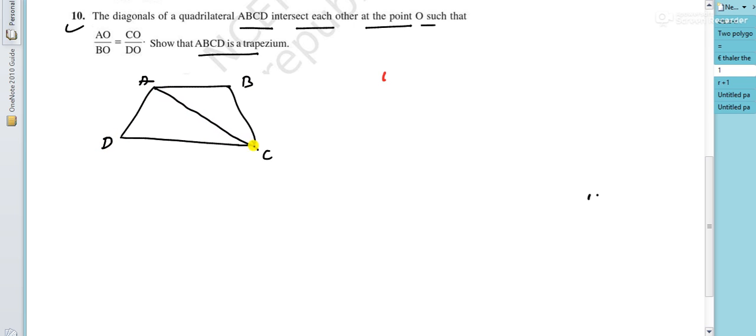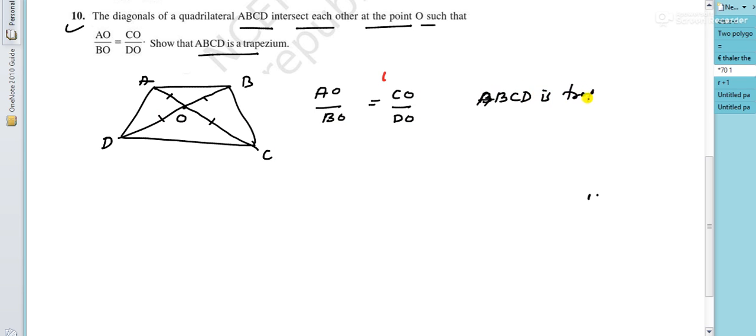And the diagonals again AC and DB, they are intersecting at O. And we have to show that what? They have given AO by BO, these two, AO by BO is equal to CO by OD or DO, and we have to show that ABCD is a trapezium. So in a trapezium any two sides will be parallel, correct? But at present we don't know whether they are parallel or not, so we have to prove that.